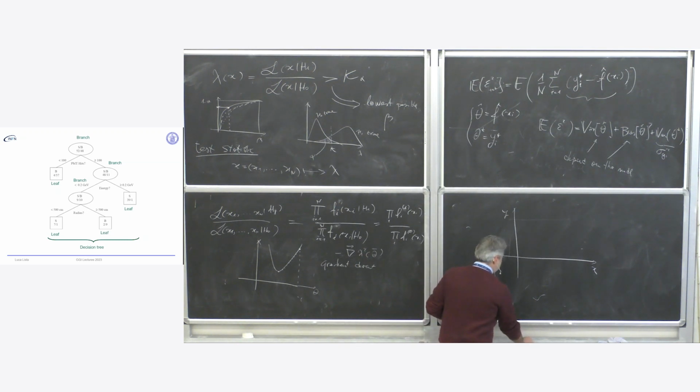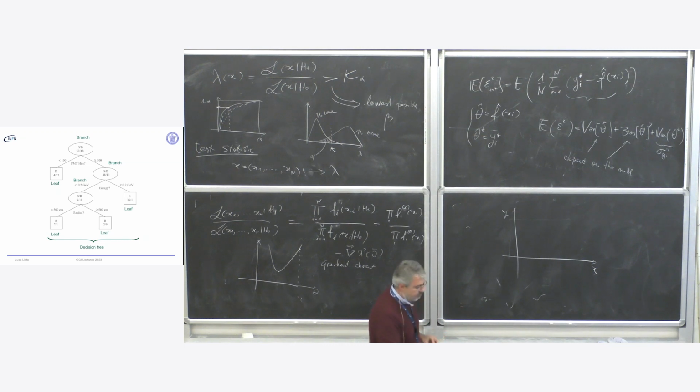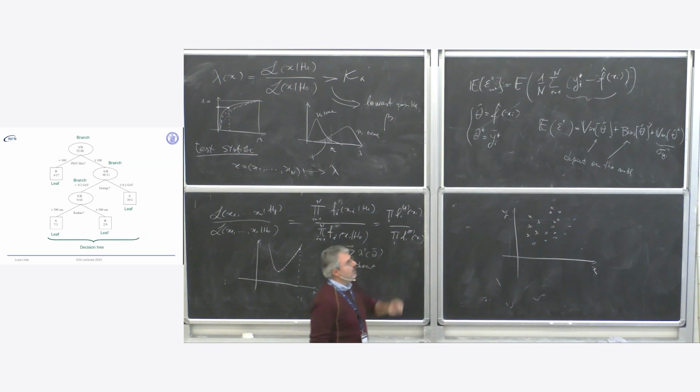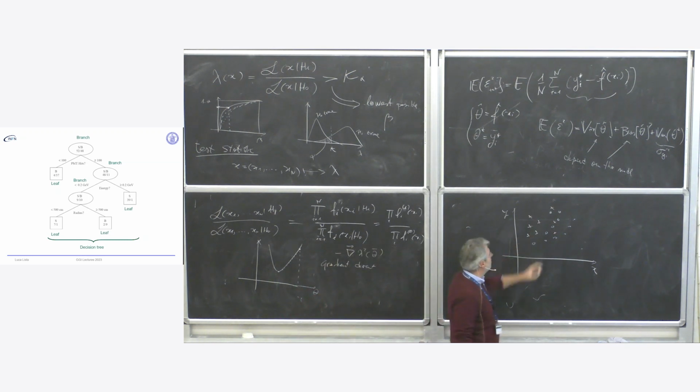So let's take some points which I call signal, like this. And some points which I call background. Maybe we have some overlap here. So first of all, let's put as first selection variable X. So I have to put some cut to separate signal and background. Maybe I put it here.